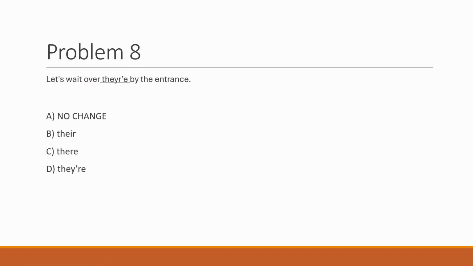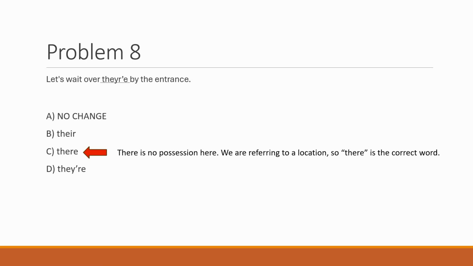Going now to problem 8. Another there question. This time, the answer is going to be C. Again, there's not any possession, but I'm not looking for they are either. I'm referring to a location. It's going over there by the entrance. So in this case, it's more of a vocab thing. There is the version that we're looking for, T-H-E-R-E.